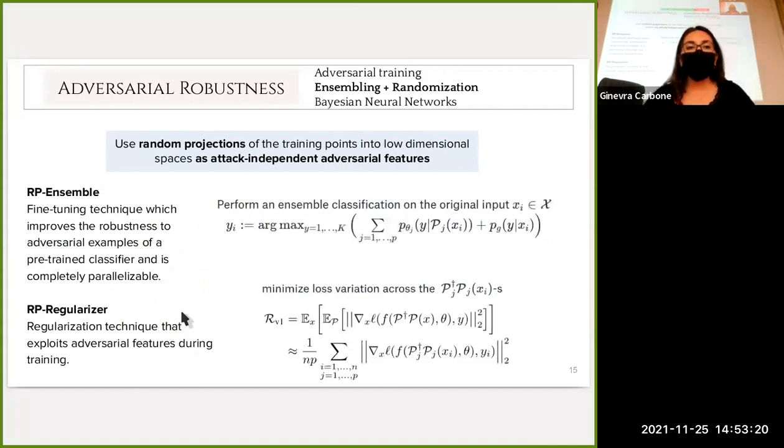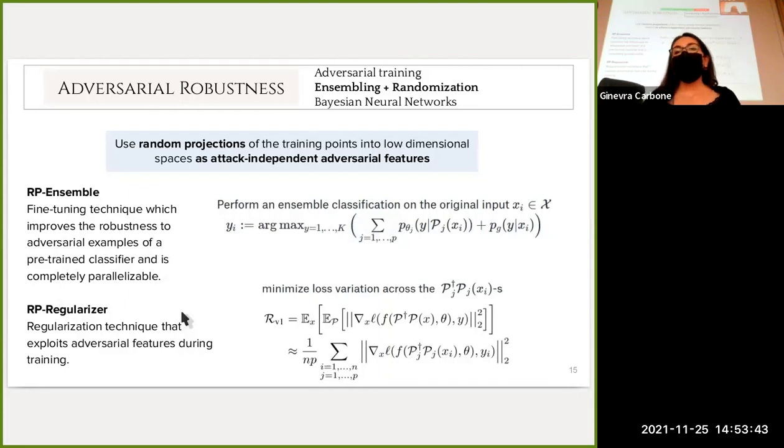So we proposed two techniques, which are both based on random projections of the training points. The first one is an ensemble technique called random projection ensemble. It is a fine-tuning technique that improves the robustness of a pre-trained network.